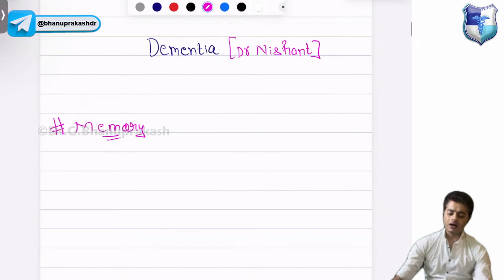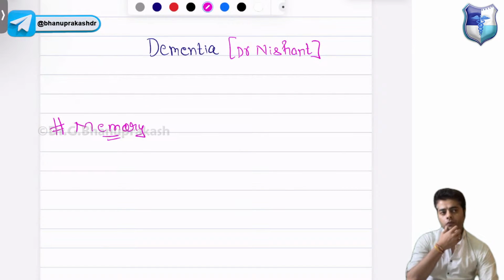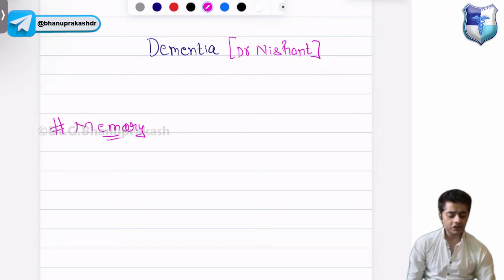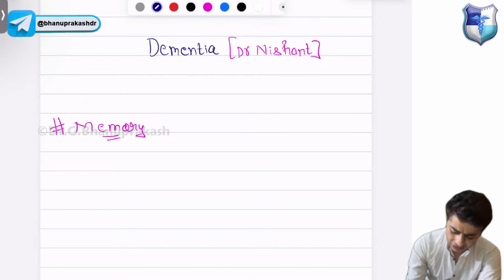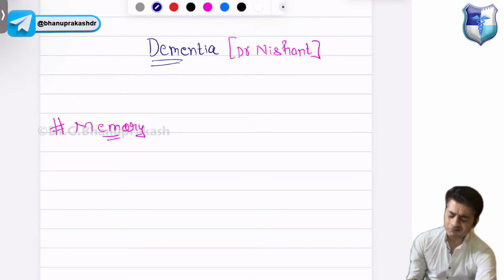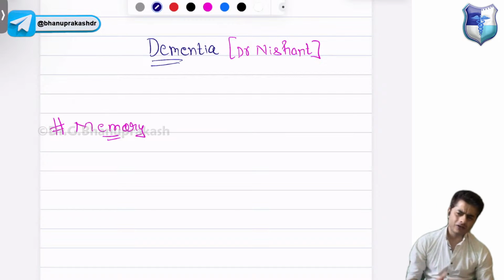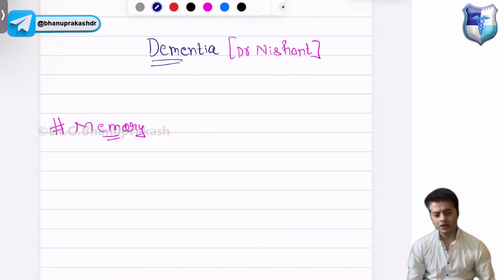So today's discussion is all about dementia. Dementia is a neurological symptom. But what I generally think, at undergraduate level or at PG level, is that our understanding about dementia is not that clear, because generally we don't take proper history.